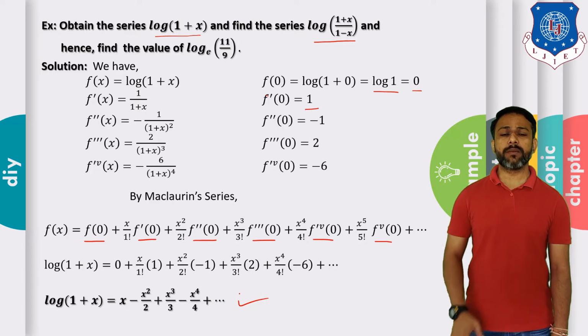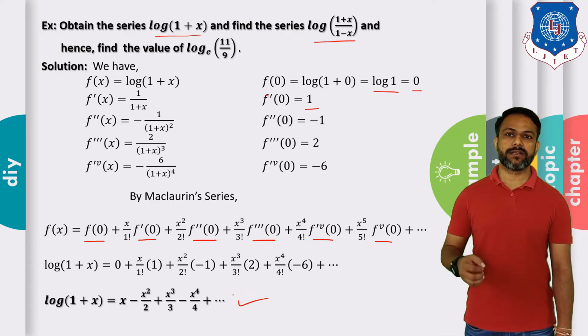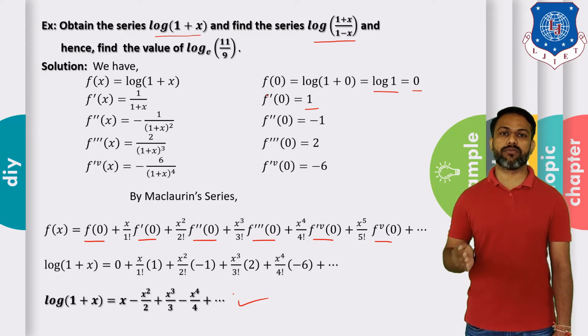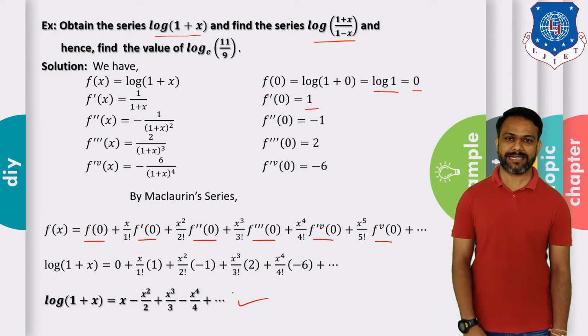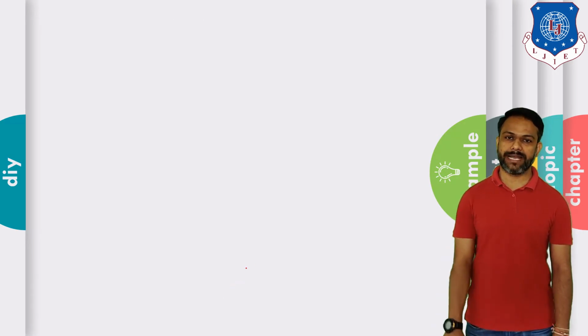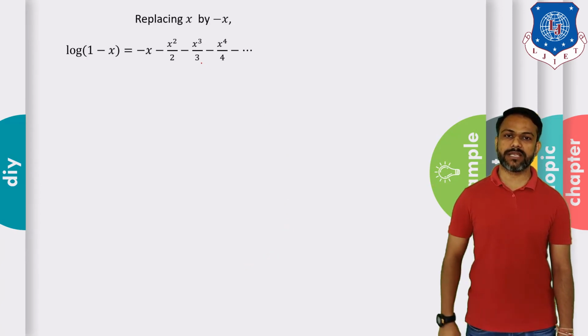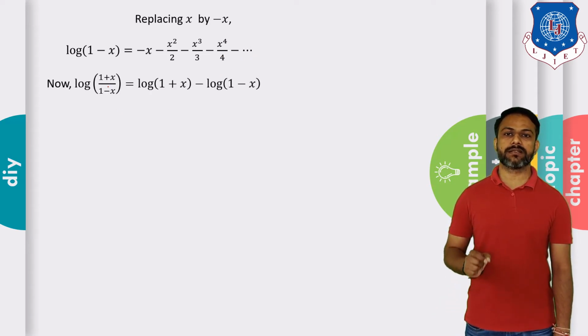Now by using this series we will find the series of log of 1 minus x. By replacing x with minus x, we have log of 1 minus x is equal to minus x minus x square by 2 minus x cube by 3 minus x raised to 4 by 4 minus and so on.